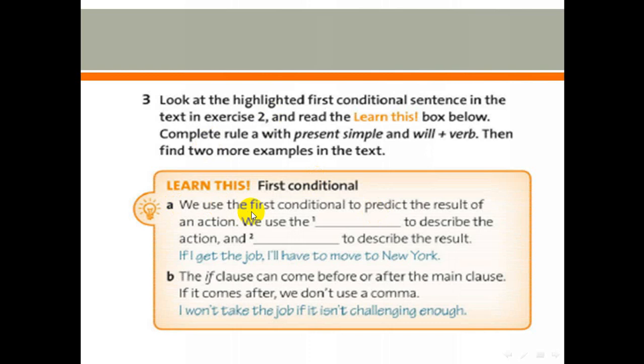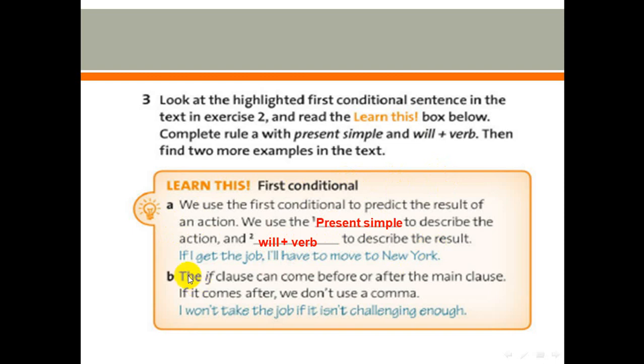We use the first conditional to predict the result of an action. نستخدم الجملة الشرطية من النوع الأول للتنبؤ أو توقع نتيجة فعل ما. We use the present simple نستخدم الحاضر البسيط to describe the action لوصف هذا الفعل and will plus verb. ونستخدم will مع فعل بالمصدر طبعا to describe the result لوصف النتيجة.